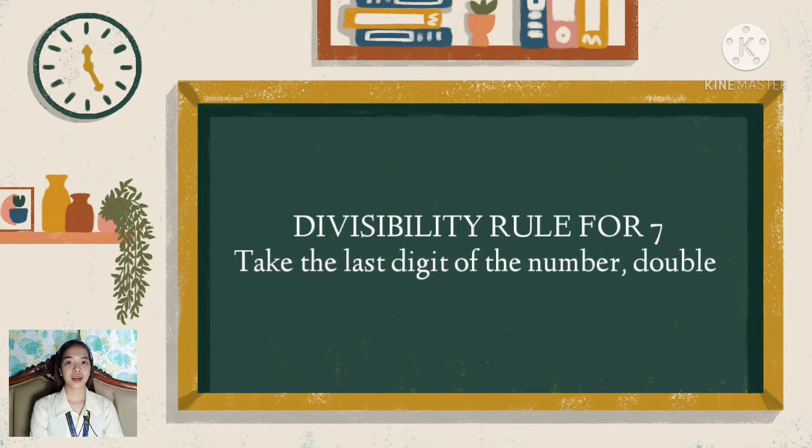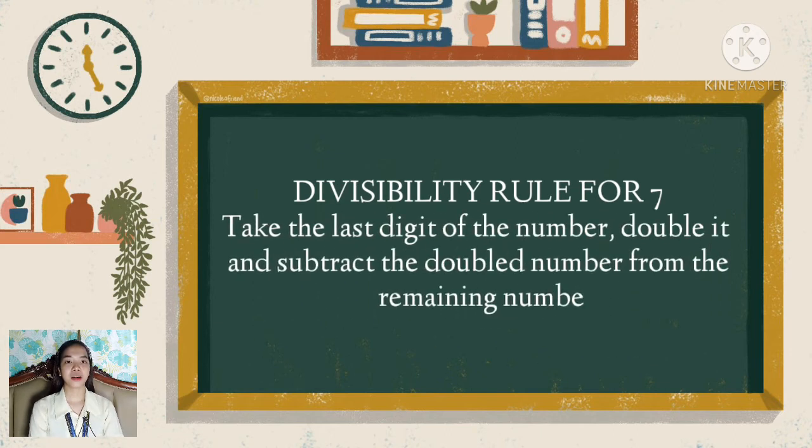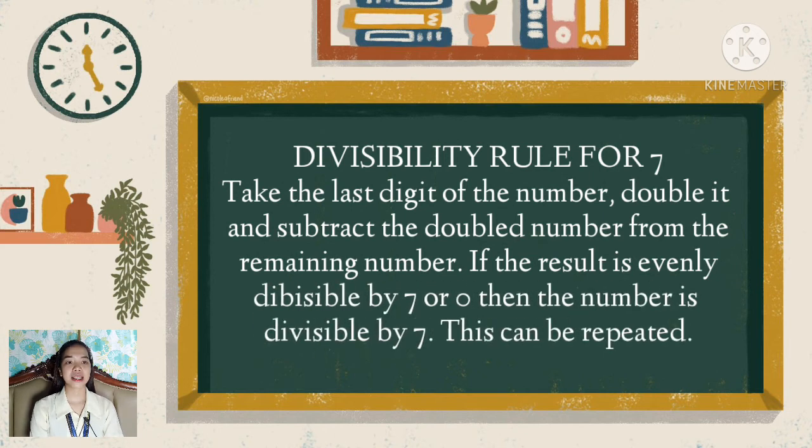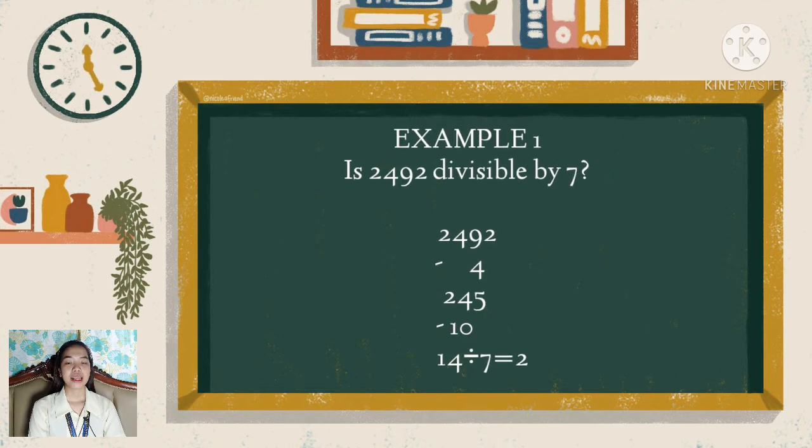Divisibility rule for 7. Take the last digit of the number, double it, and subtract the double number from the remaining number. If the result is evenly divisible by 7 or 0, then the number is divisible by 7. This can be repeated. So example number 1. Is 2,492 divisible by 7? So we have here a solution.